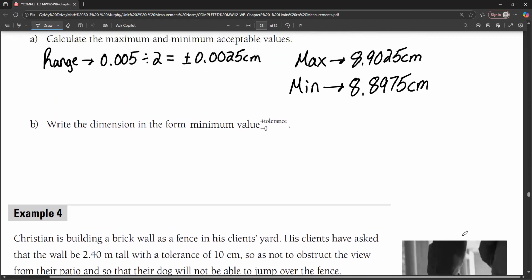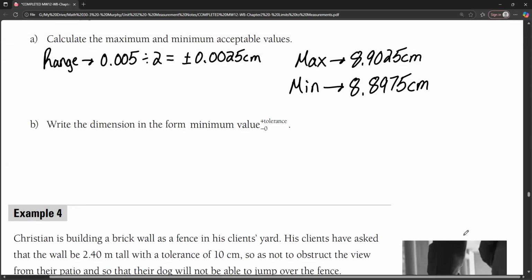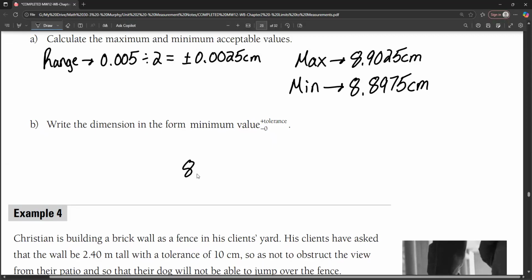And then it says write the dimension in the form minimum value plus the tolerance minus 0. Okay, so our minimum is 8.8975 minus 0 because you can't go any lower, it's our minimum, and plus 0.005 because we've got to get back up to the maximum.